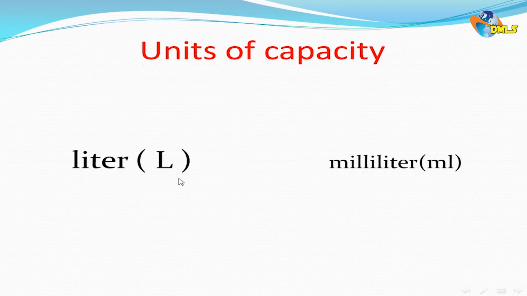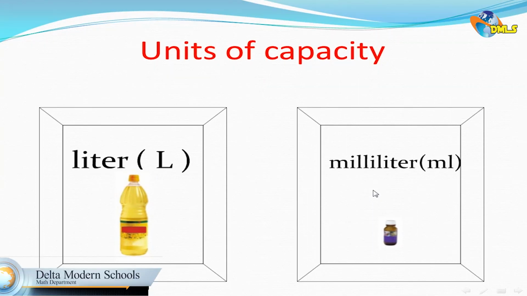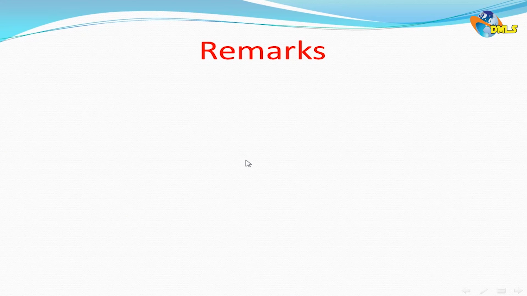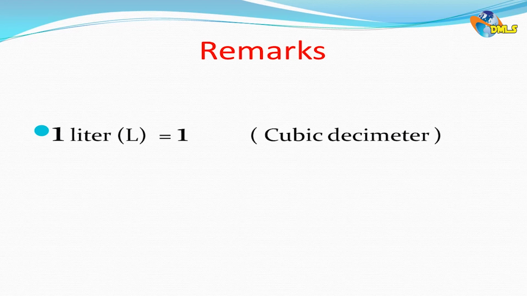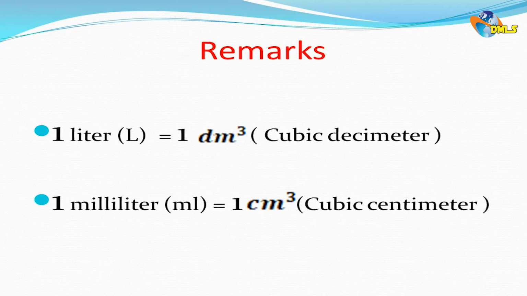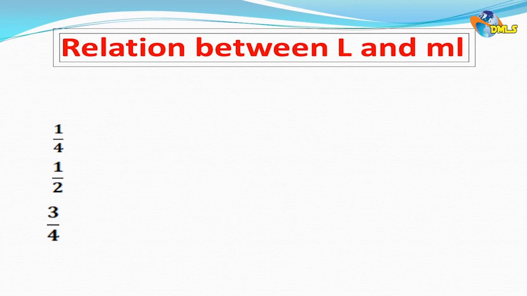Liter is used for measuring a lot of things, for example, a bottle of oil. And milliliter is used to measure the capacity of, for example, a bottle of medicine. But before we start, we have to know a very important remark. 1 liter equals 1 cubic decimeter, and 1 milliliter equals 1 cubic centimeter.